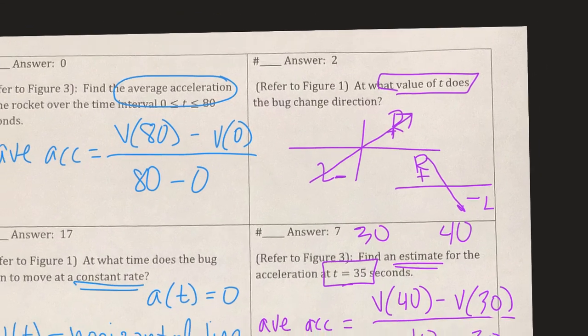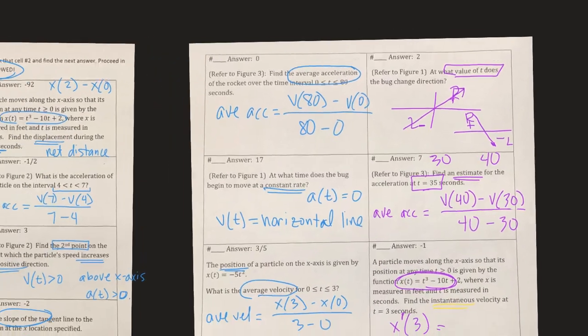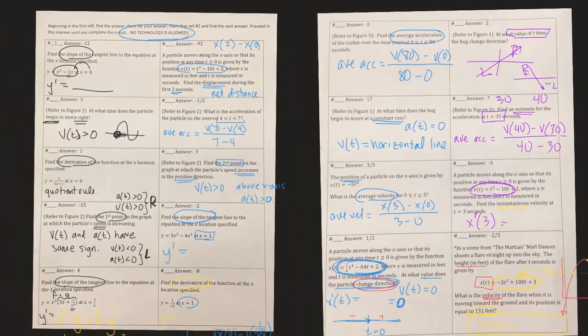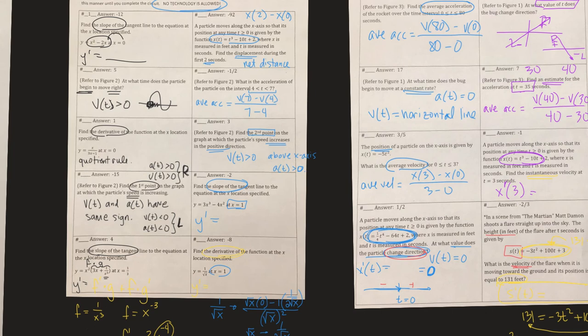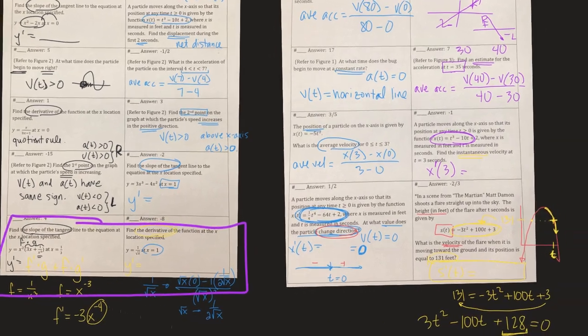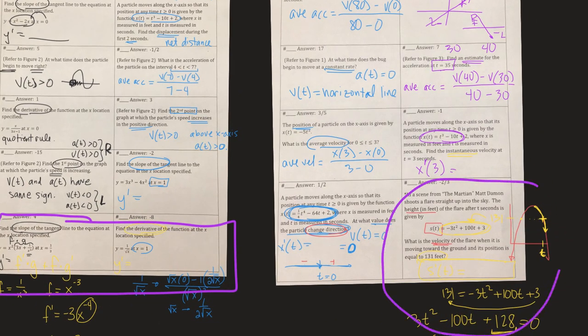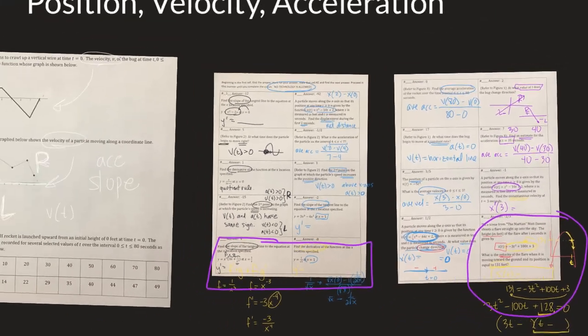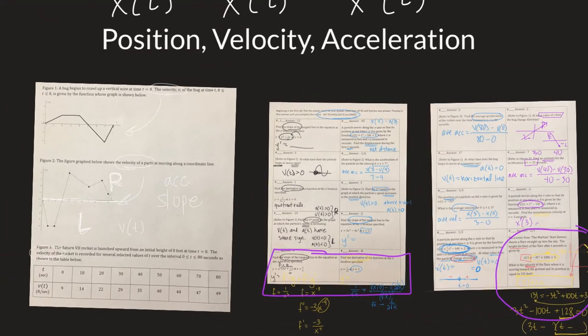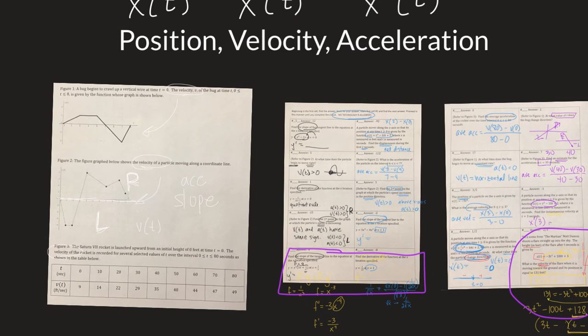Hopefully this isn't very hard, and you don't need to actually watch this video to understand it. Maybe the derivatives down here on this one might be kind of hard to take once in a while. And maybe this one down here, the Matt Damon flare one, The Martian. I think everything else you've done a pretty good job of. Remember, position, velocity is the derivative of position, and acceleration is the derivative of velocity.